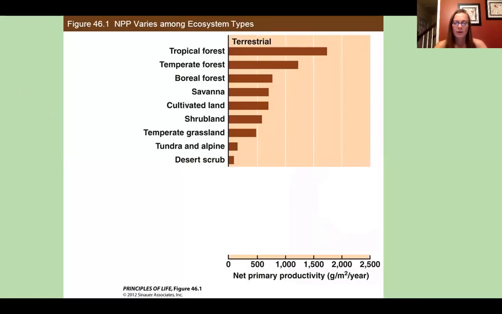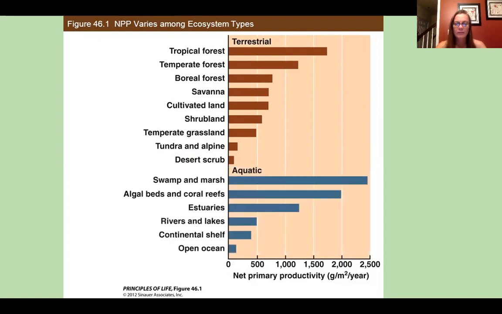All right, so back to our biomes, and we talked about productivity when we talked about biomes. Among our terrestrial biomes, tropical forest is far and away the most productive biome, followed by temperate forests. And then, of course, the two least productive biomes are tundra and alpine, and deserts. And when it comes to our aquatic biomes, swamps and marshes are the most productive aquatic biomes, followed by coral reefs and estuaries. And the least productive biome is the open ocean.